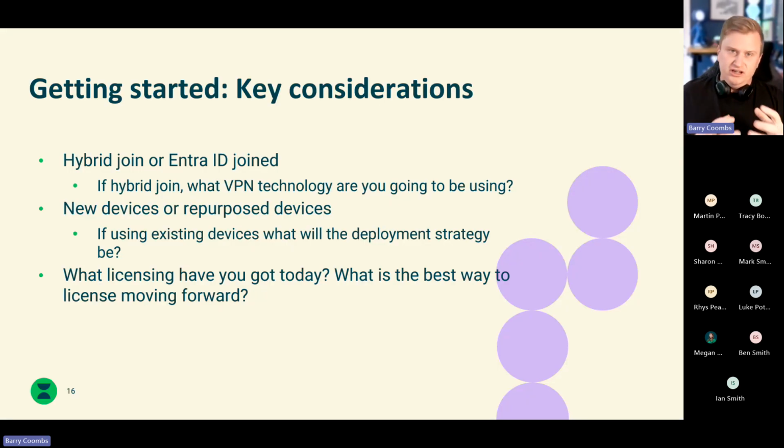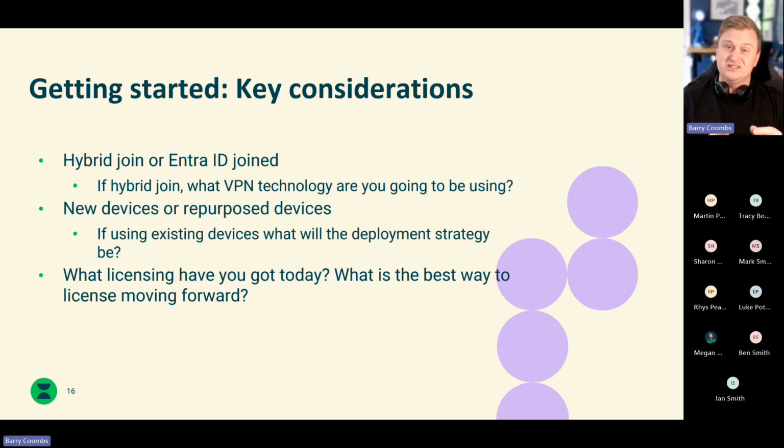So as you're starting this journey, a few points just to reiterate. Are you going to do hybrid join or are you going to do Entra ID joined? It will depend on what you need to be able to roll out and what your configuration is today. We can help you with that, as well as the VPN technologies. You might be using things like Always On VPN, or you might already have technologies you want to integrate into the mix. What are the devices you're going to be joining? Depending on what you're looking to do and how you're looking to achieve this will depend on whether the device needs to be wiped or can just be joined.